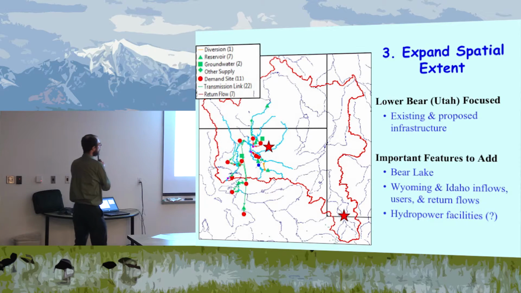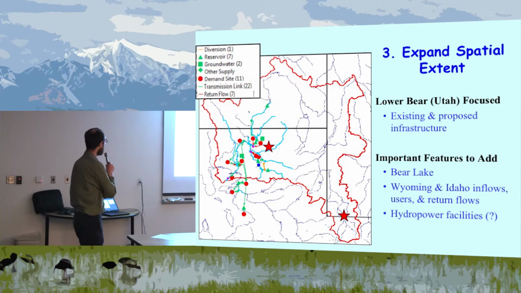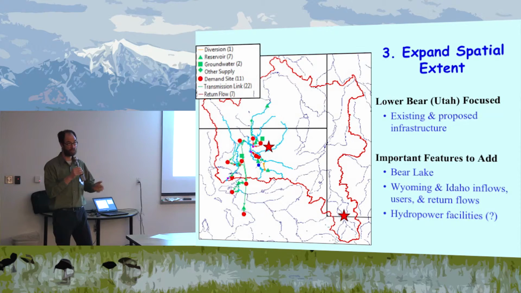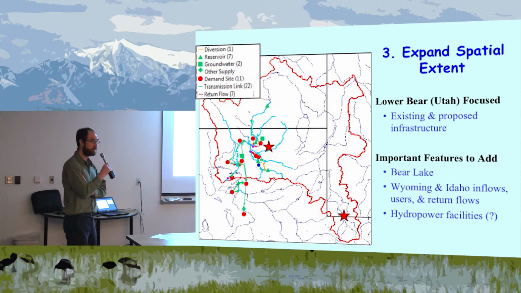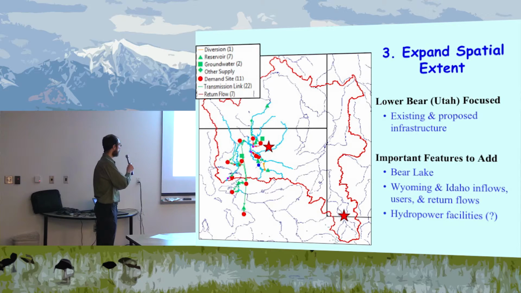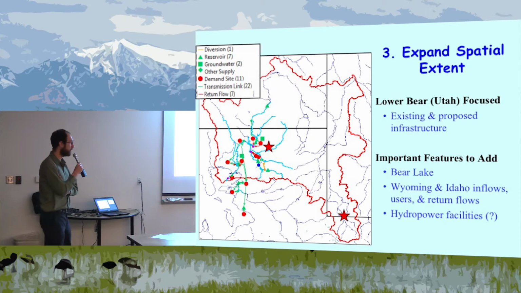The third thing we need to do is also to expand the spatial extent of our systems model. Right now, our model is really centered, and the data that we have for users, agricultural, urban users, and reservoirs, diversions, and return flows is really focused on the lower Bear, Utah portion of the basin. This includes both existing and also some proposed infrastructure that's proposed as part of the Bear River project.